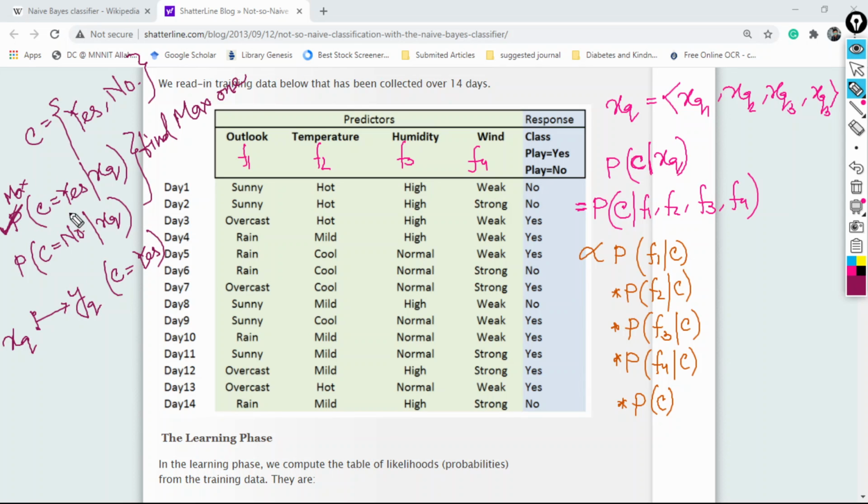So this is what we are interested to calculate at runtime, in the test phase. But in the training phase, we are interested to calculate these five things. Okay, so let's see one by one.